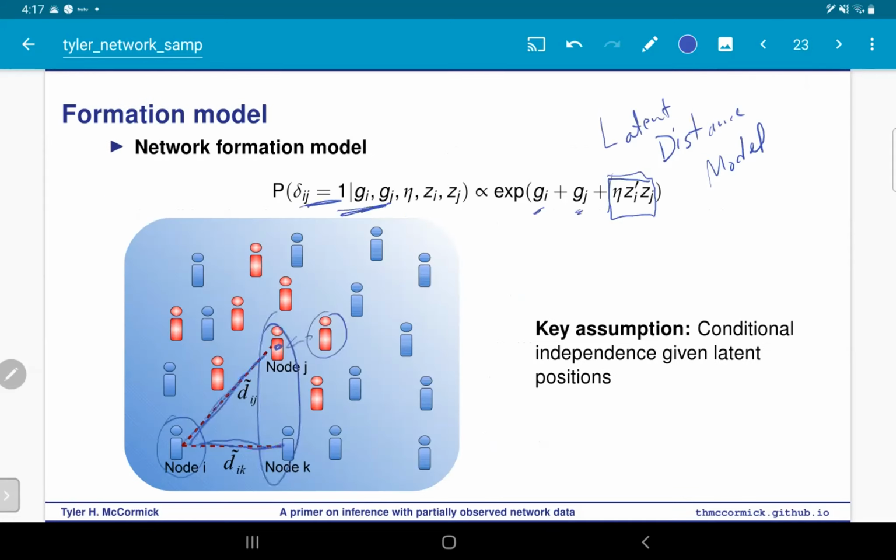Okay, so the goal here is going to be to estimate the parameters of this model. And then once I've estimated the parameters of this model, I can use this probability statement, which is appropriately scaled. I'm writing it here as a proportion to make the exposition a bit simpler, but it is appropriately scaled in the end. I'm going to use this formation model to generate graphs, right? I can generate edges here, so I can sample graphs over and over again.